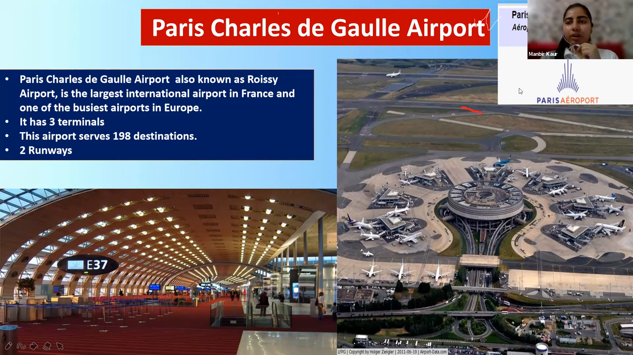And on the top right corner, you can see a picture. There you can see a logo, right? This is the logo of this airport, which represents the Paris airport, and it is written as aeroport. As we say airport, in France we say aeroport.